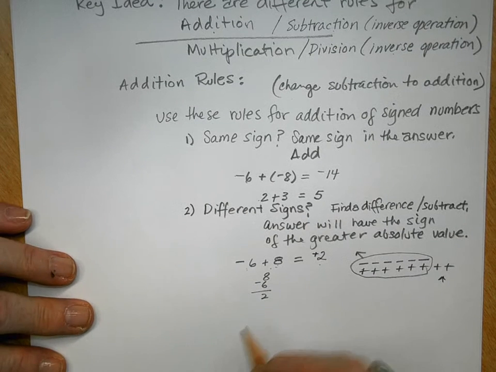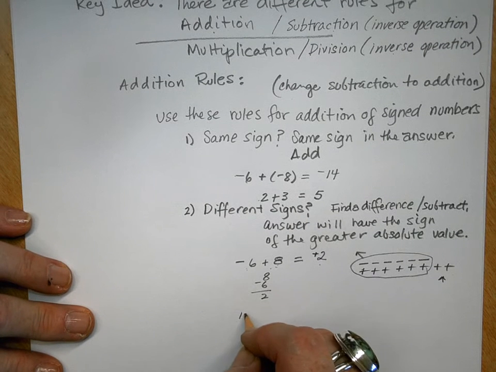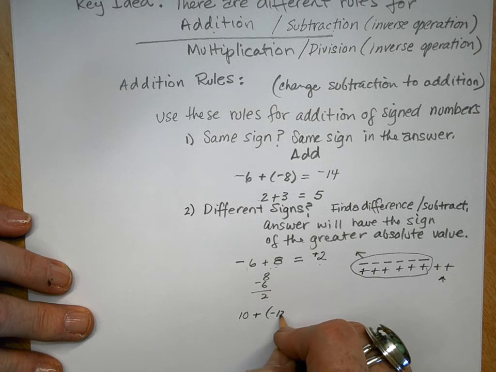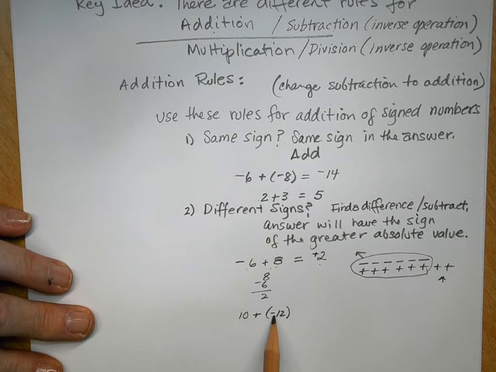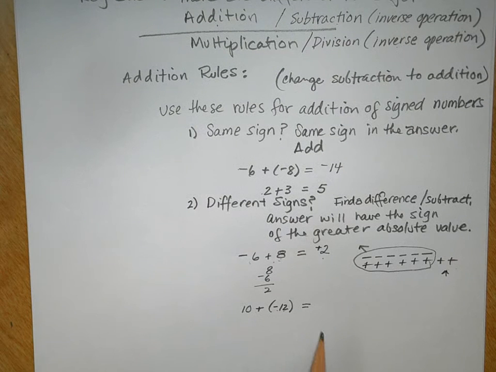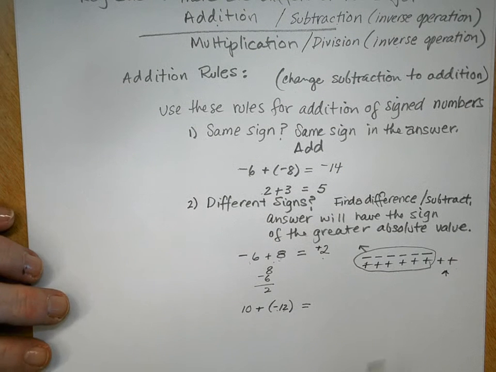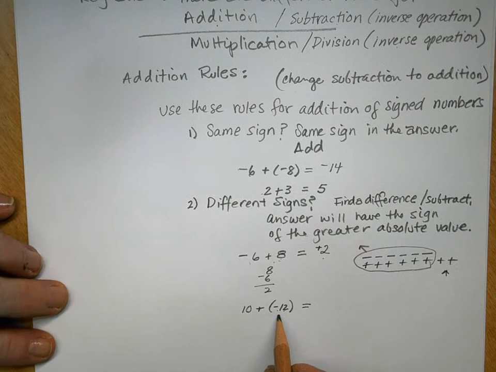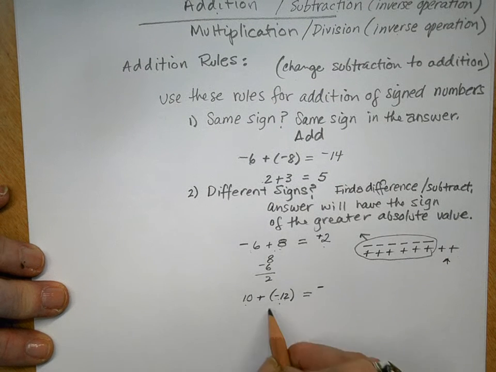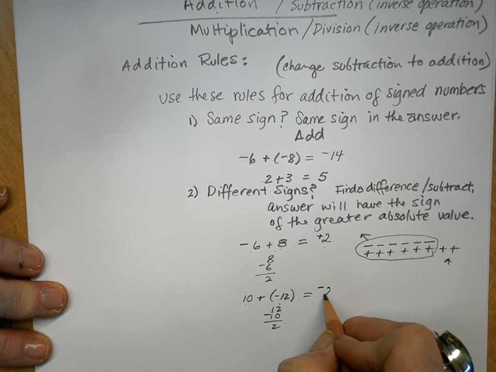Maybe I have this situation. Maybe I have a 10 and a -12. I have two different signs. I know my answer will take the sign of the number with the greater absolute value. Negative 12 is farther from 0 on the number line than 10 is. So my answer will be negative. And then I find a difference between 12 and 10, which is 2.